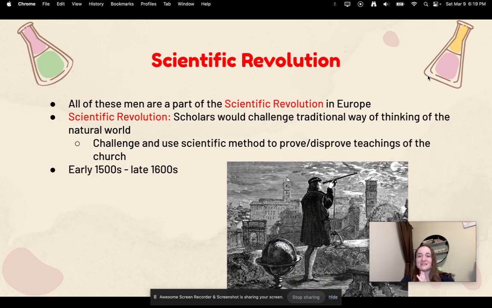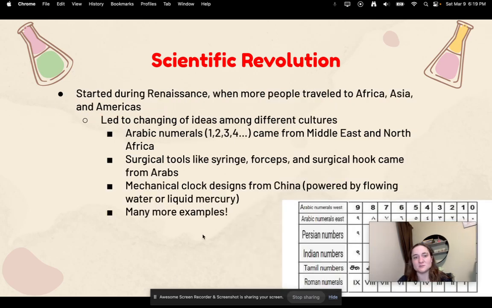So let's talk about the scientific revolution. Like I said, all those scientists were part of the scientific revolution in Europe. The scientific revolution is when scholars would challenge traditional ways of thinking of the natural world. The scientists would challenge and use the scientific method to prove or disprove teachings of the church. And this occurred in the early 1500s into the late 1600s, and even a little bit into the 1700s as well.